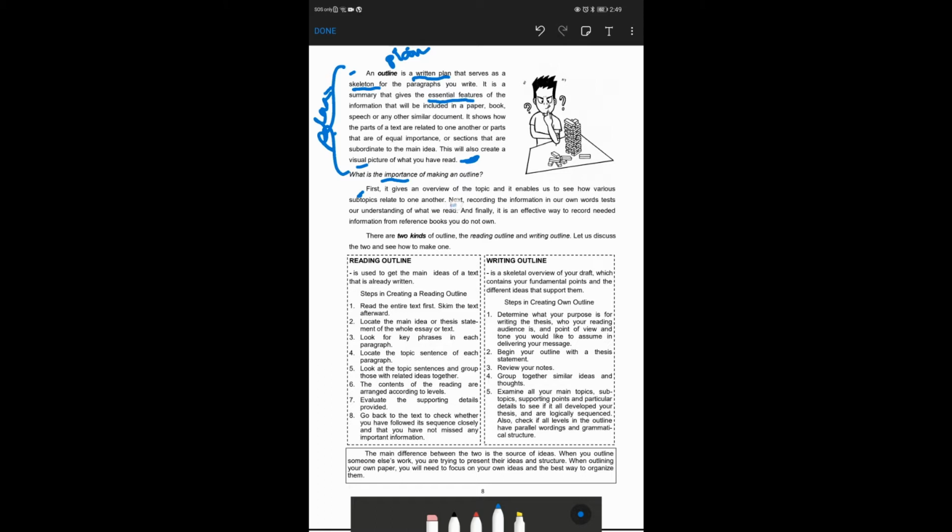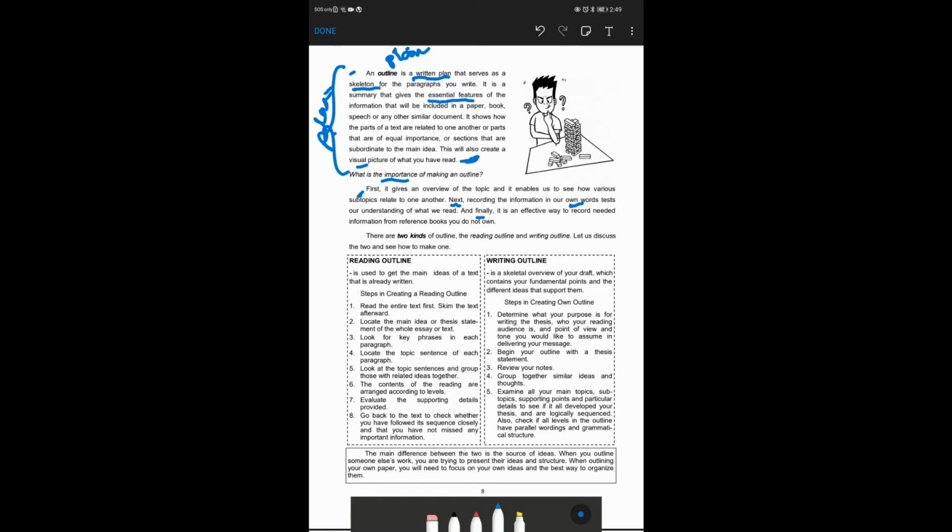Next daw, recording the information in your own words. So, halimbawa, minabasa kang story, tas in-outline mo siya. So, ito daw yung isang importance nun. Now, when you record the information in your own words, it tests your understanding of what you have read. So, mas naiintindihan mo daw. Kaya na ma-measure mo how much you understand what you read using outlining.